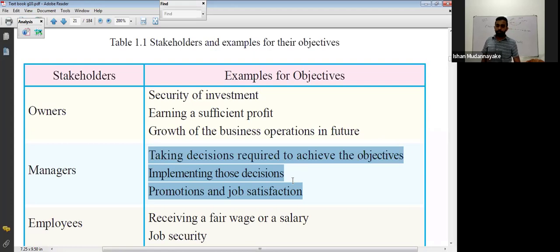Managers expect to take quality decisions to develop the business organization. That is one of the expectations of managers, taking quality decisions. And then implementing those decisions. And my last one, promotion and job satisfaction. They are employees, therefore they require promotions as well as job satisfaction, and a reasonable salary for the effort.